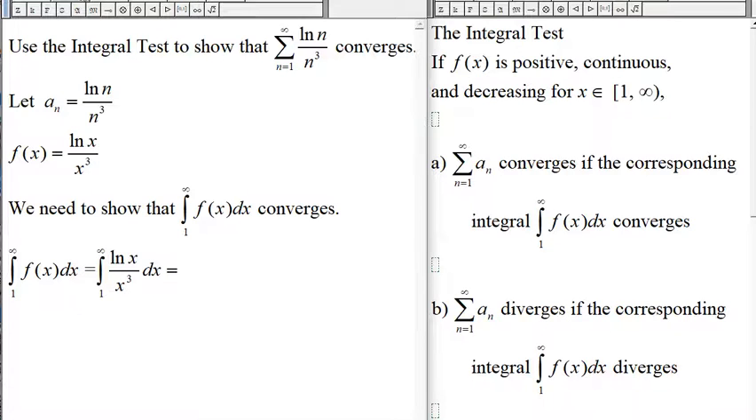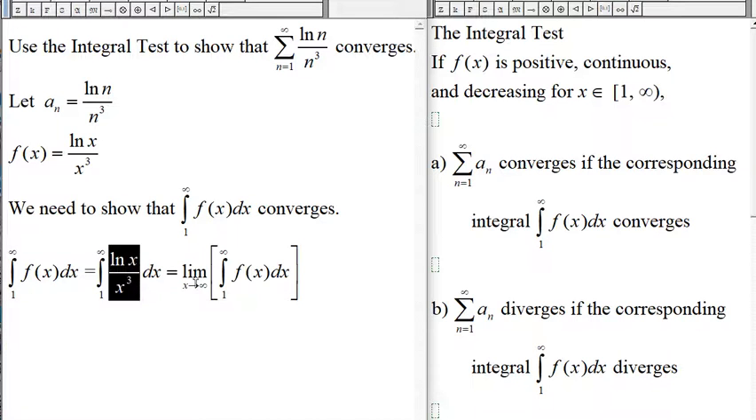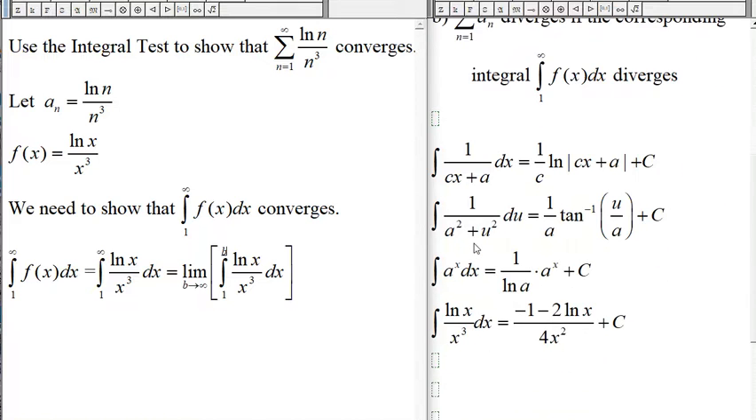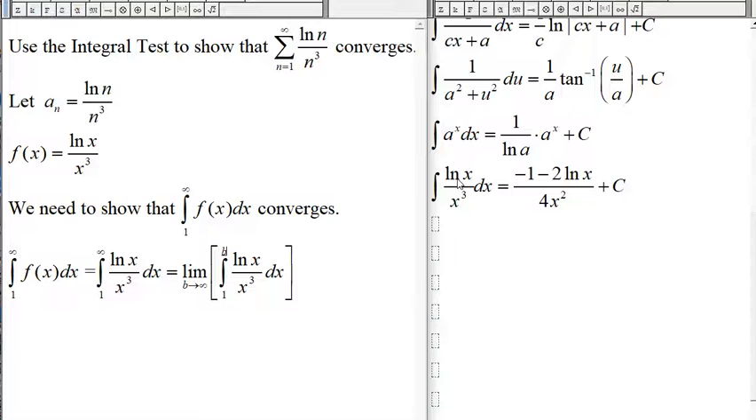And then we write this using limit notation. In the place of infinity we have b. So it'd be 1 to b, and then b approaches infinity. And then the antiderivative of this, if we look on the table of integrals, then we will find a formula similar to this. The antiderivative of ln of x divided by x to the third is negative 1 minus 2 ln x divided by 4x squared. This formula is on the table of integrals.